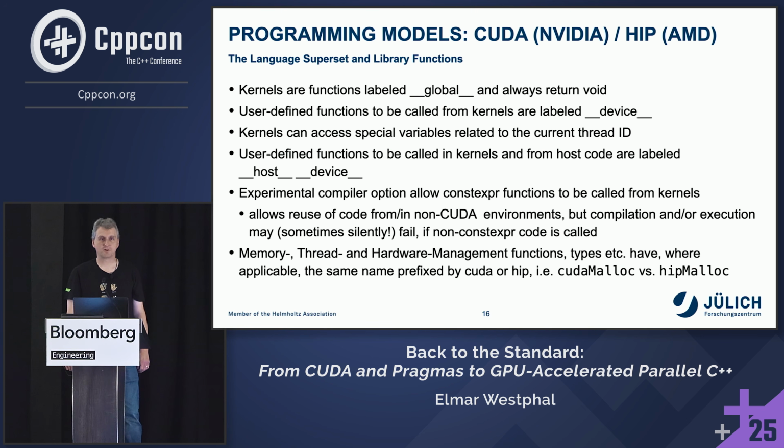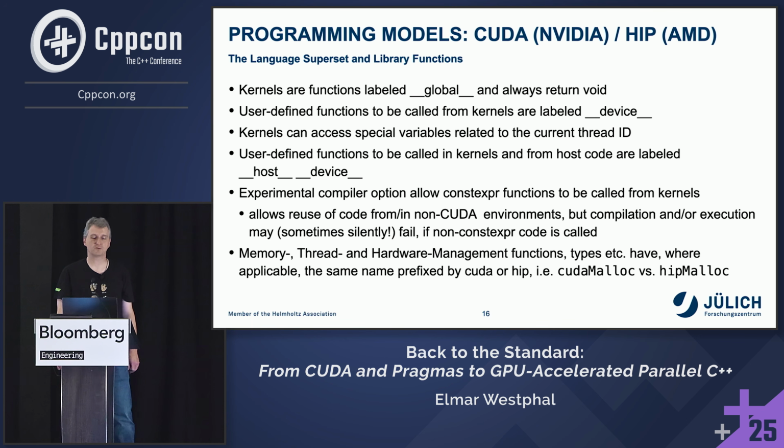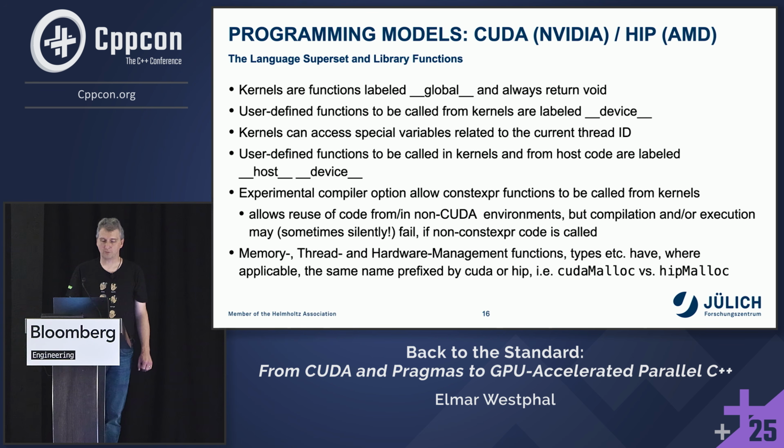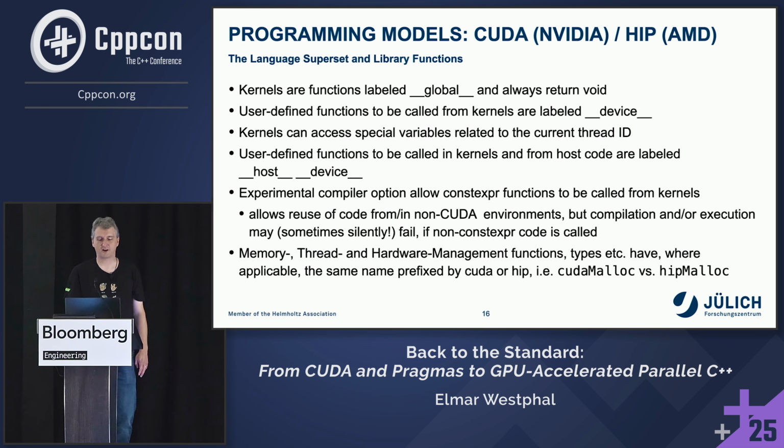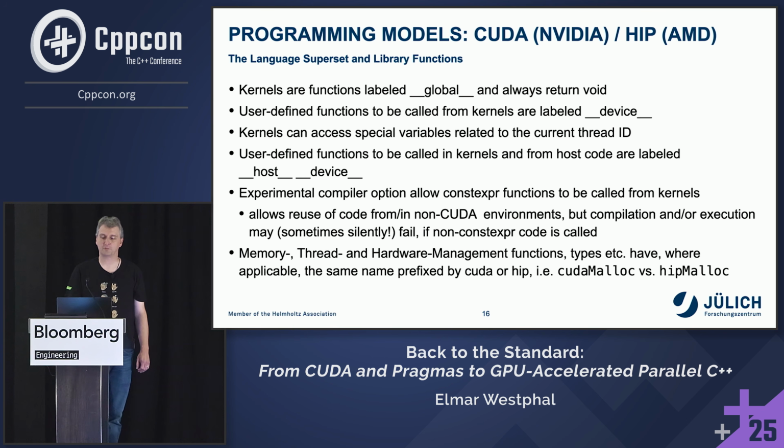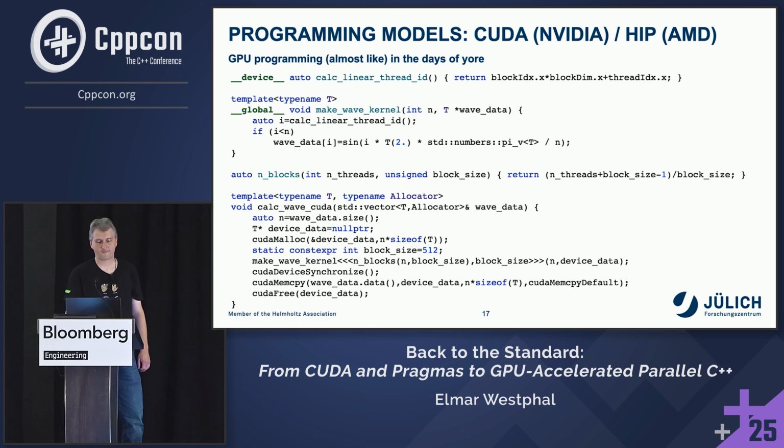So some compiler options also allow to run constexpr functions directly on host and device, which usually works, but can also fail, often silently, and this is going to be very hard to debug. As to the difference between CUDA and HIP, they're mostly the same. You can, in most cases, do a search and replace, replace CUDA by HIP, and get more or less running code out of that.